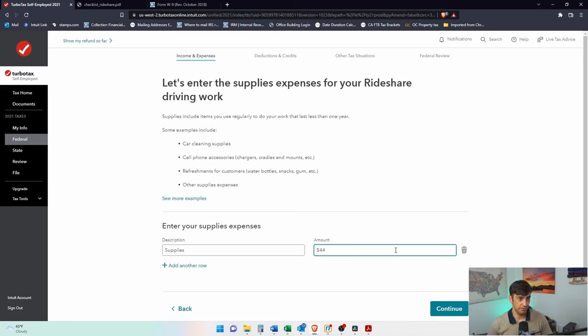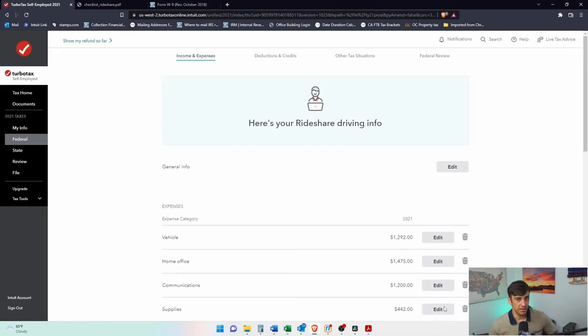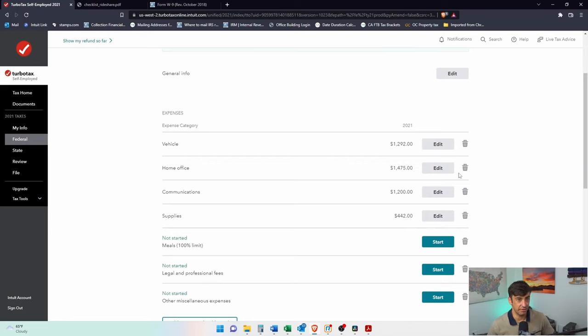We'll say $442. Okay. Round numbers typically look and smell a little fishy to the IRS because generally speaking, when you go buy things, they're not like $100 even. There's always tax and you're never paying a round number like that. So when you put that on the tax return, keep that in mind.